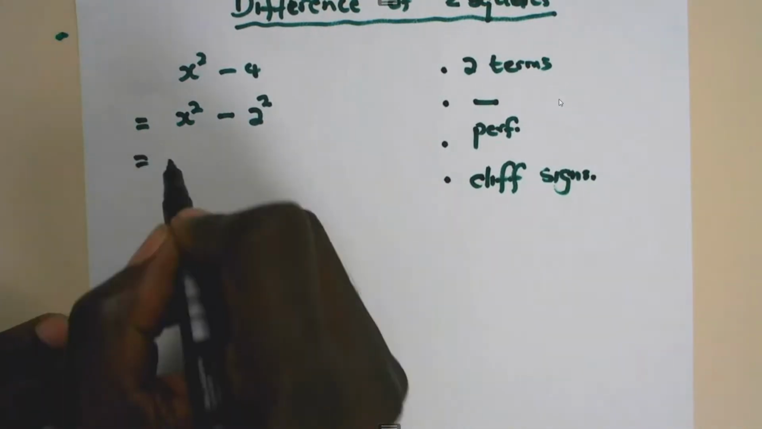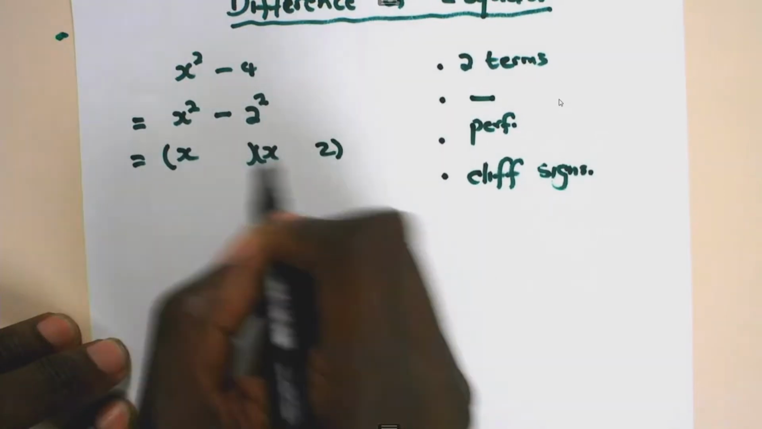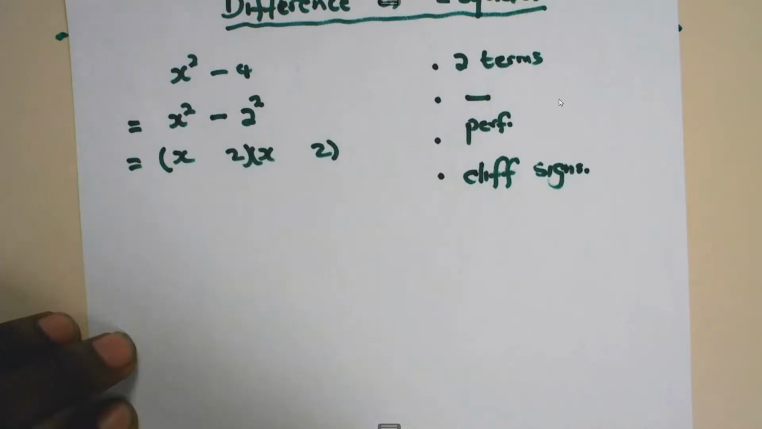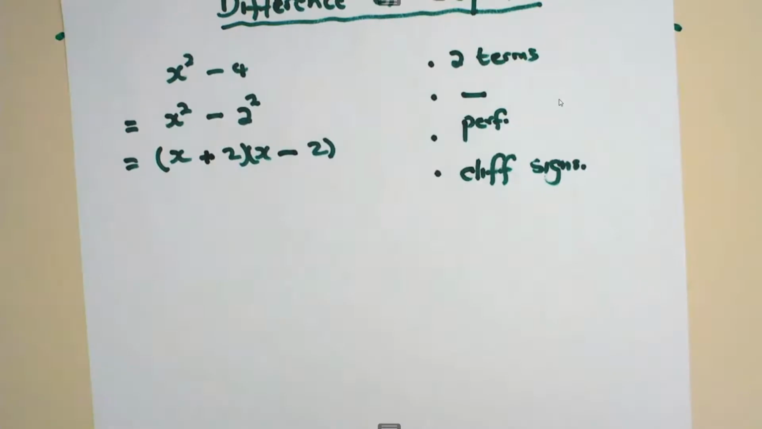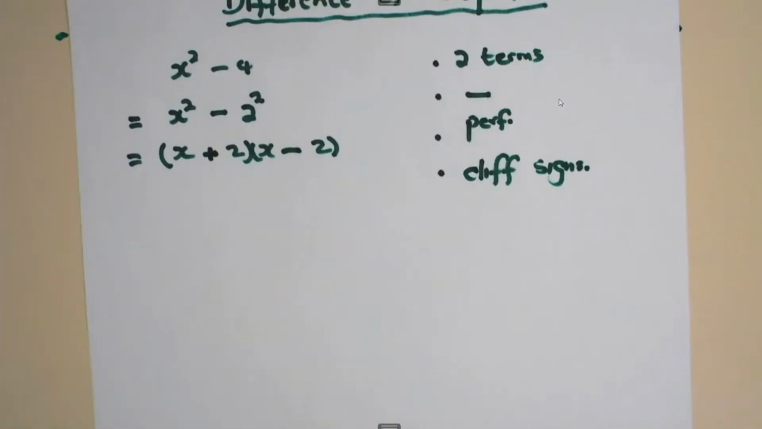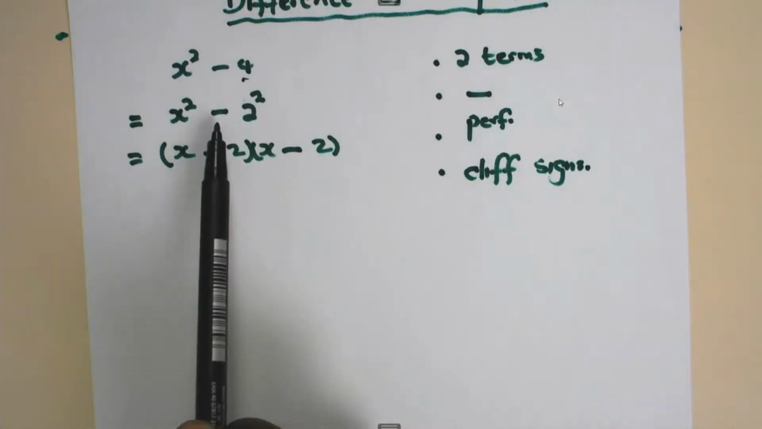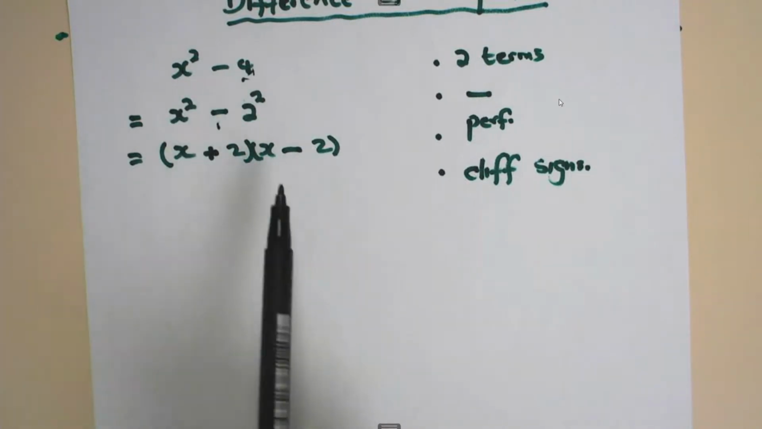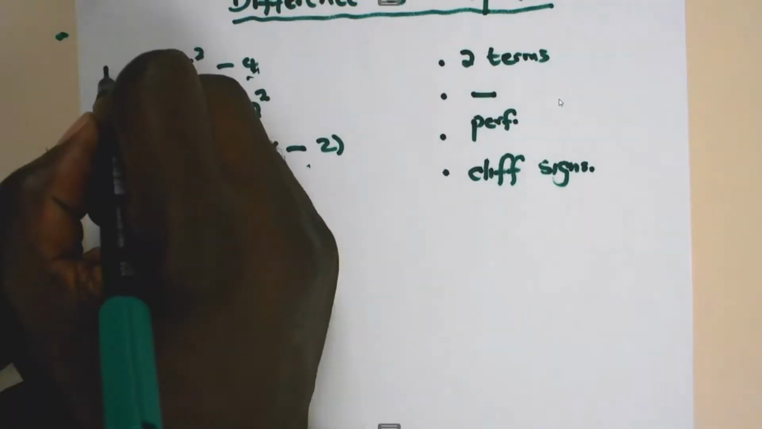Then what about the factors? Put brackets. And then it's x, x, then 2, 2. The signs are different. These are the same, but always start with the positive, then negative. Done. That is the factors of that. So if you want to master this, remember there are 2 terms, separated by a negative sign. The numbers are perfect squares, and the signs are different inside the bracket. That is example number 1.